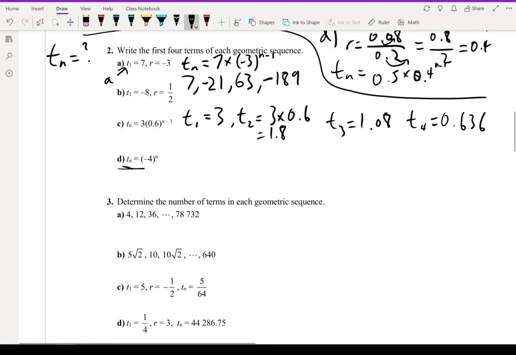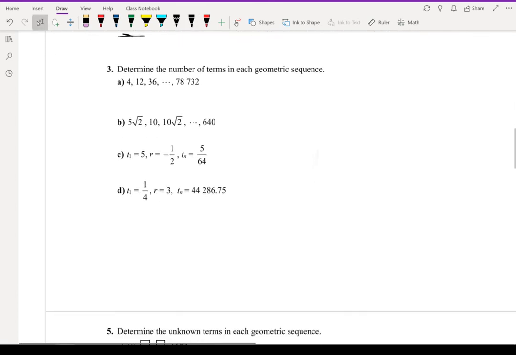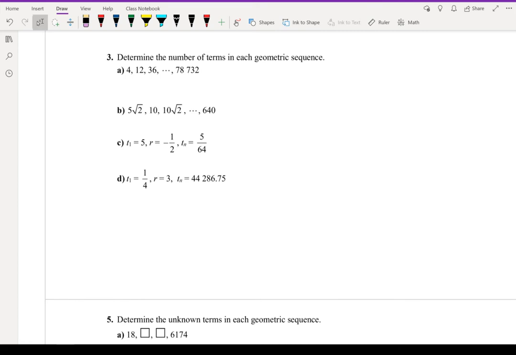Let's jump straight to question 3. Determine the number of terms. We want to find out what n is. We don't know what n is. They give you the first 3 terms, and then they give you one big number at the end, or one random number. So how do I know what n is? How do I know what the nth term is? Again, we have to determine the general formula first. We have to find out what T of n is equal to.